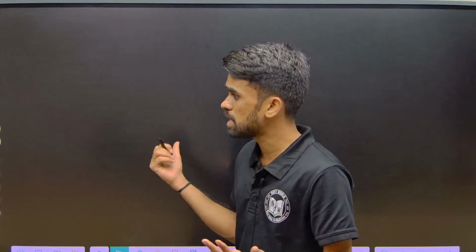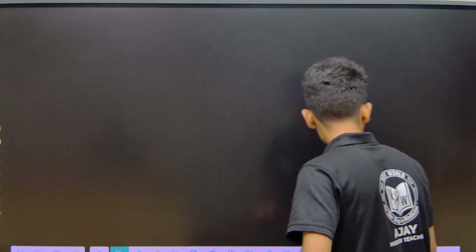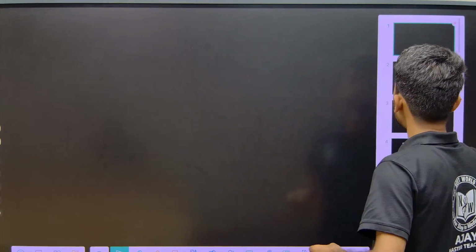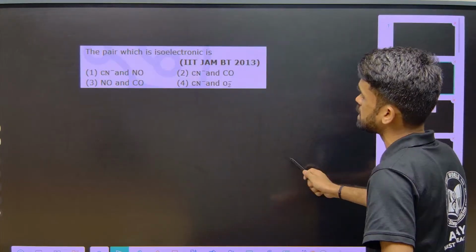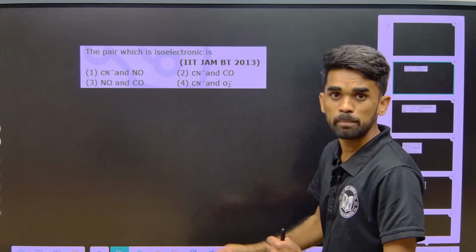So what are the chapters covered? Periodic table and classification, next structure of atom, and next we are discussing chemical bonding. This is the third session on chemical bonding, I think. Now let us begin, and before starting this session, just look at the questions that were asked in the IIT JAM BT previously.